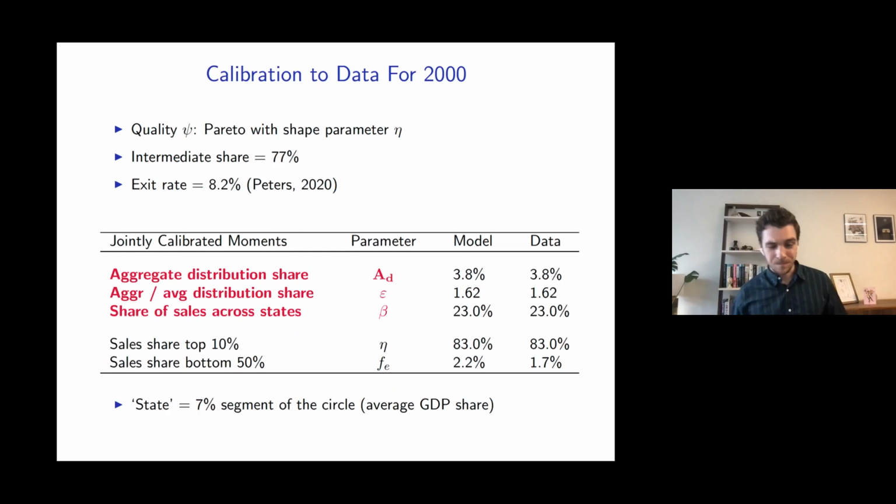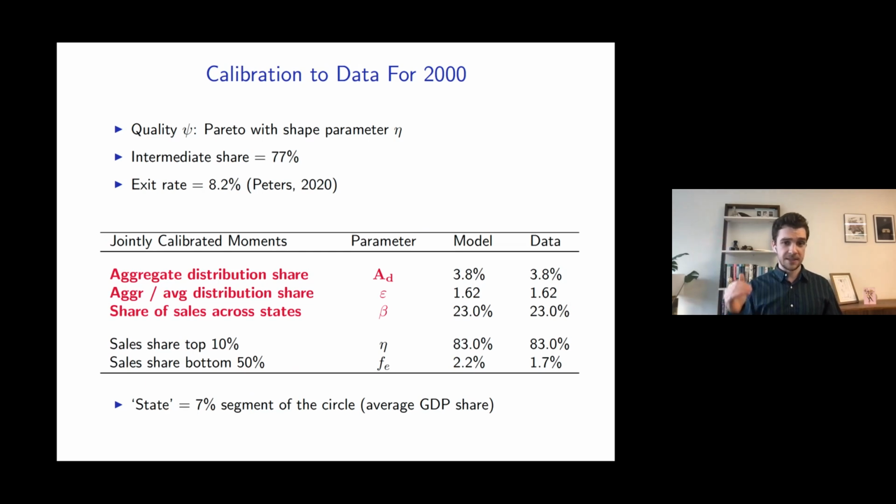Okay, so that's the last data component. What we do then is calibrate the model to data for 2000. We make some standard assumptions. Quality C is distributed with the Pareto shape parameter eta. The intermediate input share is 77%, which is what we measure in the data. The exit rate is 8%, and we take that from Peters. The rest of the parameters are jointly calibrated. So we've got 5 parameters, 5 moments.